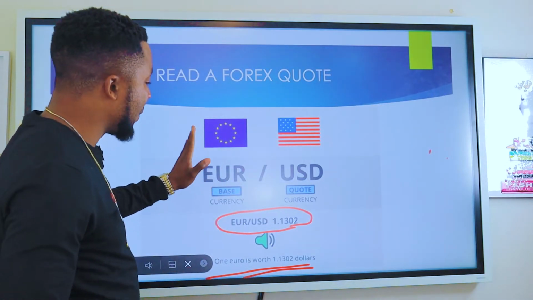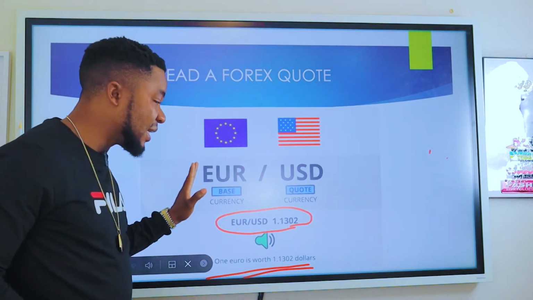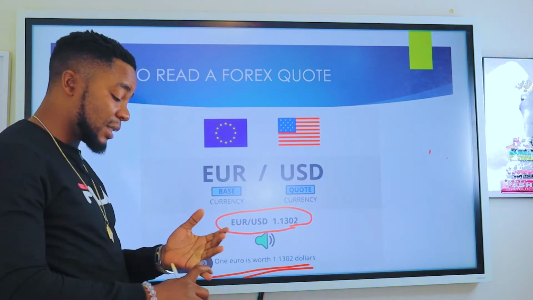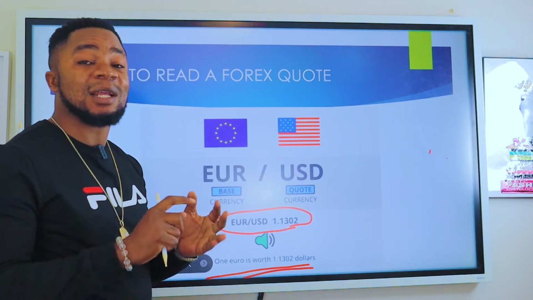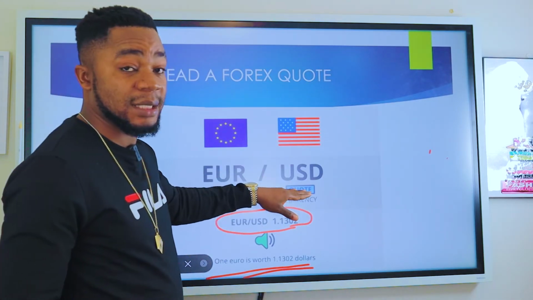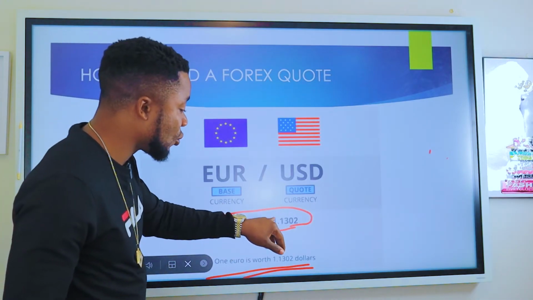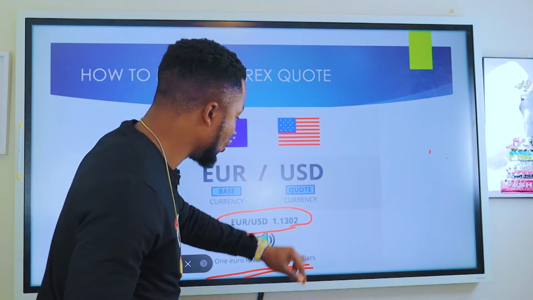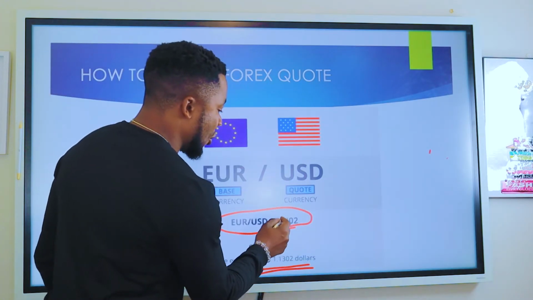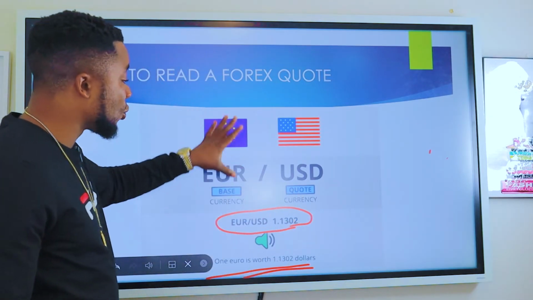You read the quote based on the base currency. We've already spoken about the base and the quote currency. Here, our base currency is the euro, and our secondary currency is the United States dollar. If you see Euro USD equal to 1.1302, it means for you to be able to buy €1, you need 1.1302 of the United States dollar. That's how you read any quote.